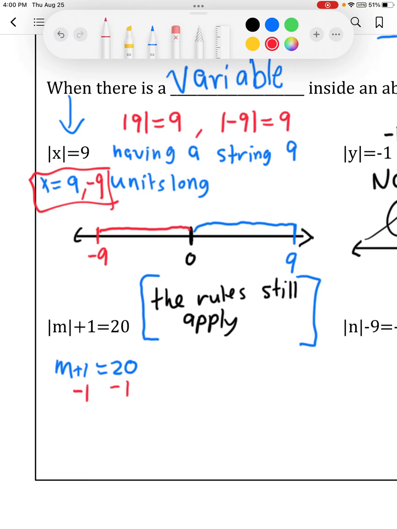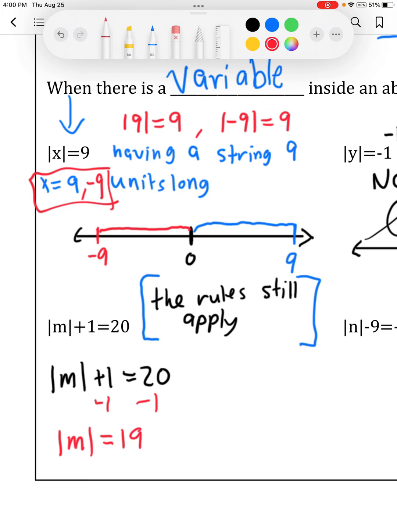That rule still applies. So then from here, we could do the exact same idea, meaning we have the absolute value of m plus 1 is equal to 20, but we can still subtract 1 from both sides, giving us the absolute value of m is equal to 19. At this point, I think we know that the answer is going to be m is equal to 19, but it's also going to equal negative 19, because the absolute value of a negative becomes positive.